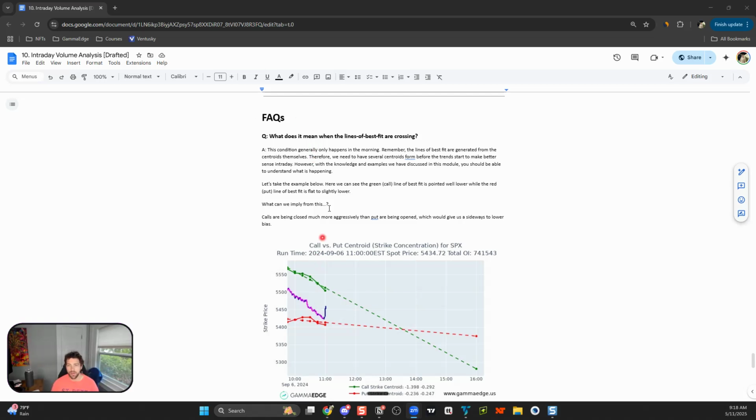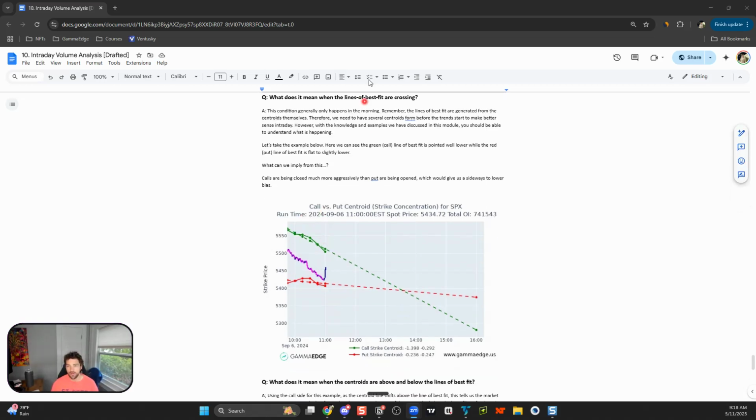What does it mean when the lines of best fit are crossing, like the example below? Just to preface one thing, this generally only happens in the morning when we don't yet have enough data points. Having said that, with the examples we've gone through and what we've discussed, you should be able to understand what is happening in this example below.